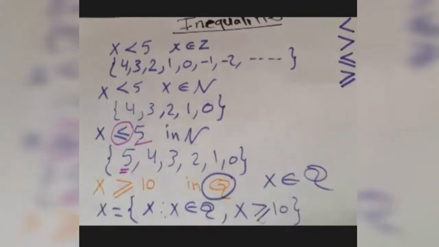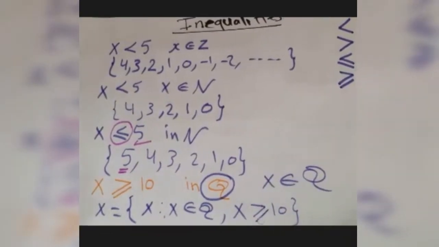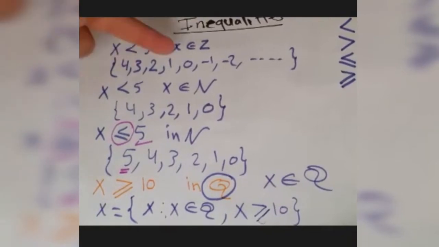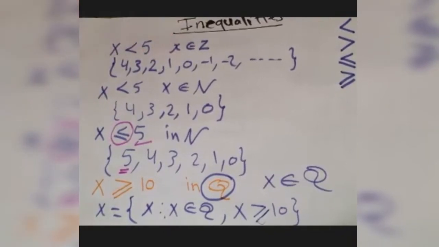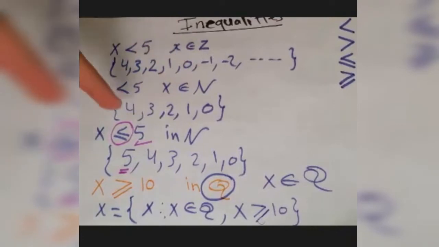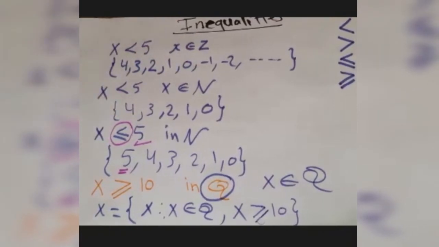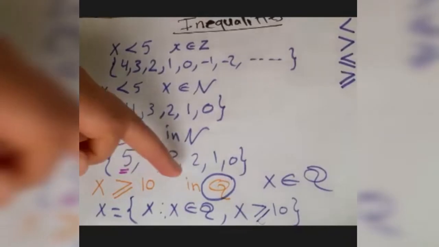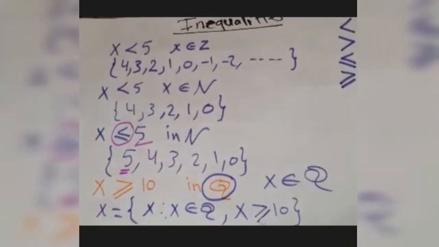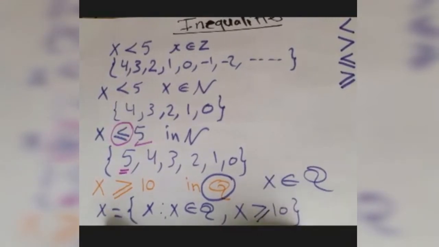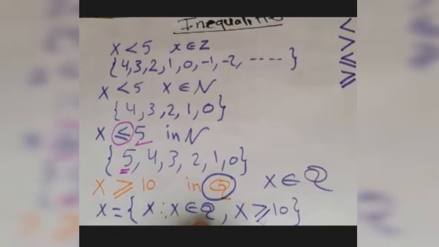Now, when he says x belongs to Z, write all numbers. When he says x belongs to N, write all numbers. But when he says x belongs to Q, we can't write all numbers, so we must write this form. For the solution set, write S equals the set of x such that x belongs to Q and write the inequality.